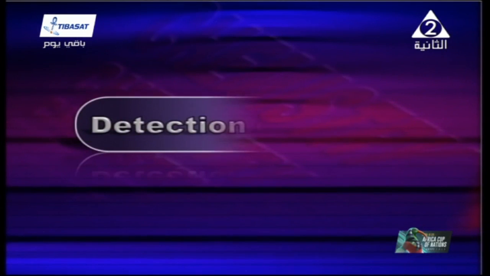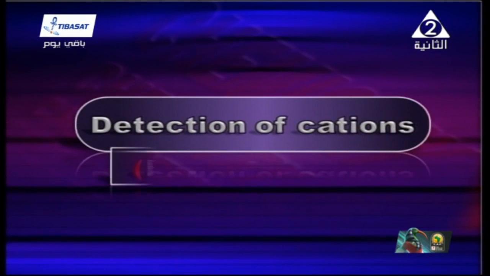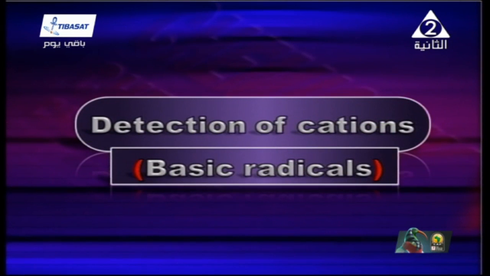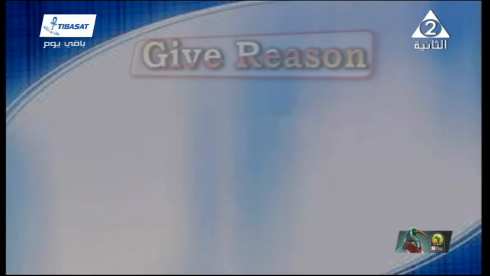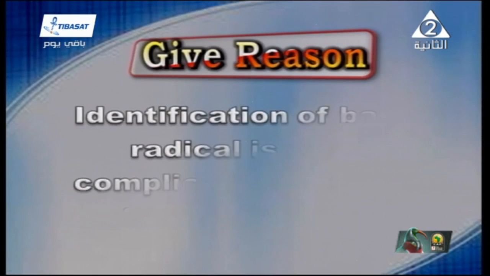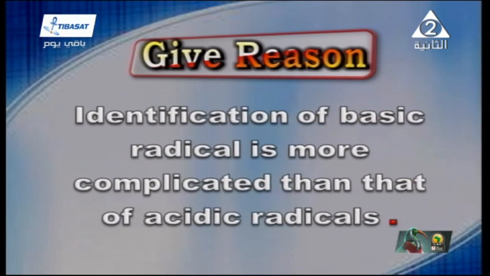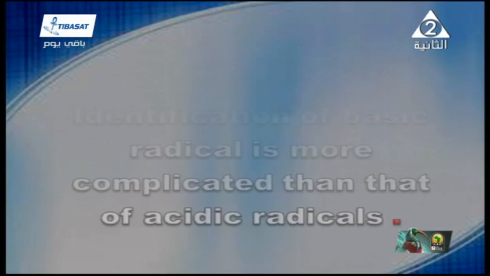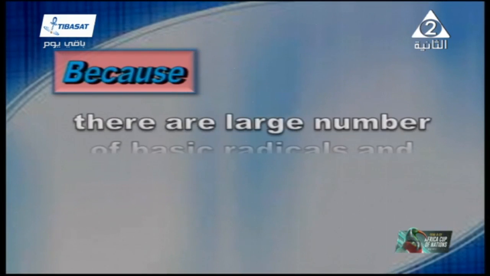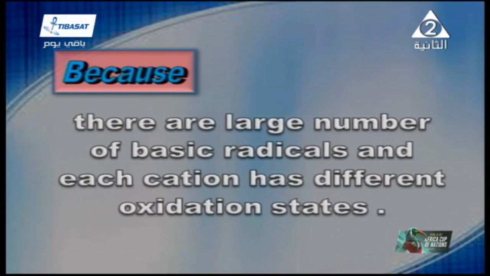So let us start. Detection of cations, or we can say detection of basic radicals. We have to give a reason for this point. Identification of basic radicals is more complicated than the detection of acidic radicals. The reason for that is that there are a large number of basic radicals and each cation has different oxidation states.